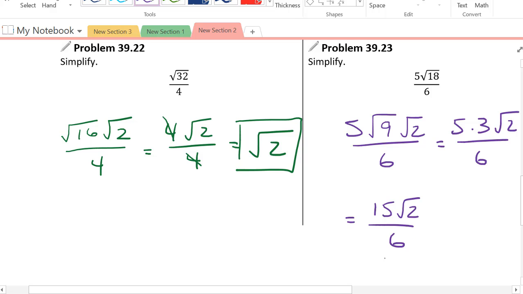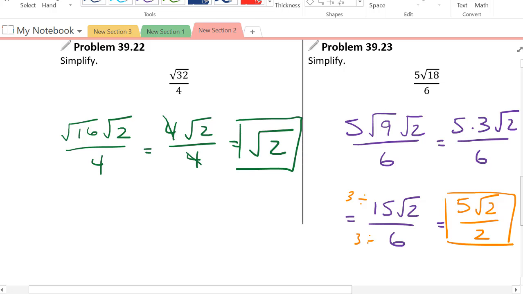Now I try to divide the 6 into 15. But if I cannot divide 6 into 15 evenly, then all I can do is reduce. What do I reduce by? Reduce by 3, because 3 goes into both of them. So you get 5 radical 2 over 2. And that's it. Now again, you might be tempted to divide the 2 into the radical 2 and say that's 1. Remember, you cannot do that. You cannot divide the whole number 2 into the radical 2. Okay, that's it. Next one.